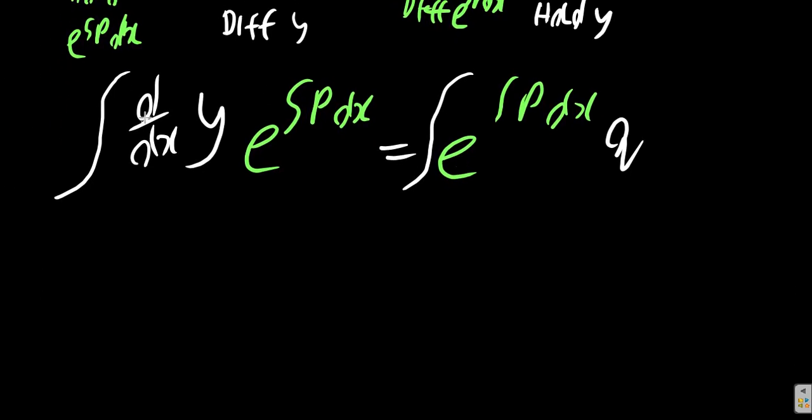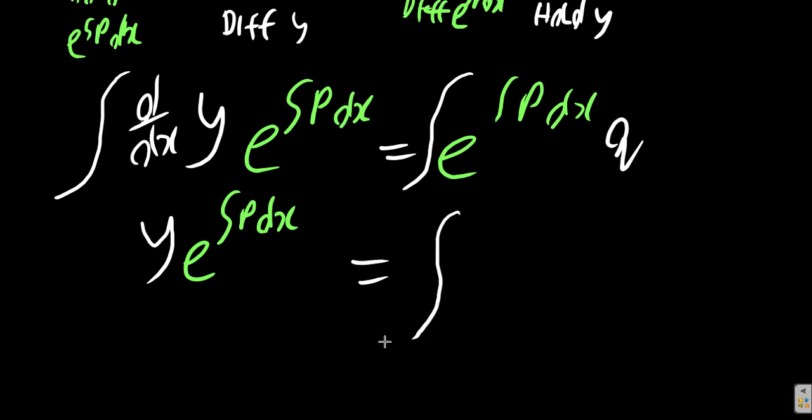When you integrate the derivative of any function, the function is left as is. So what you have is y times e to the integral of p dx. It's like the integral and the derivative cancel each other out, leaving the function undisturbed. Right? So that is equal to the integral of e to the integral of p dx times q.